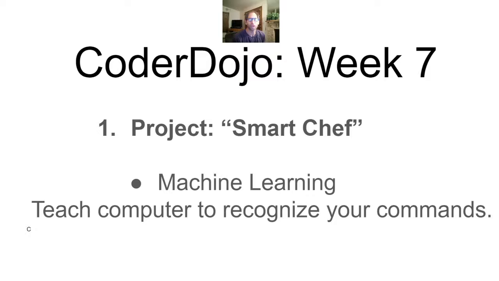So this week's project is titled Smart Chef, and we're actually going to be incorporating something called machine learning into this Scratch project. So machine learning is a term that refers to teaching a computer to recognize a person's commands, and those commands could be through text input, they could be through your words you're speaking, and that kind of thing. So this is where artificial intelligence comes from.